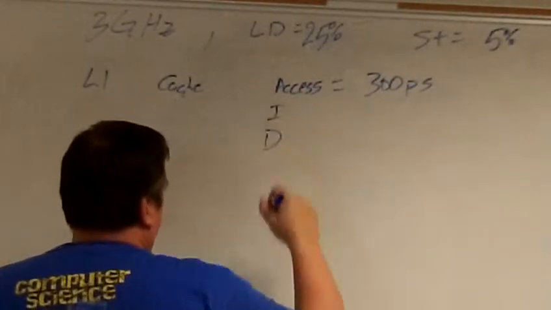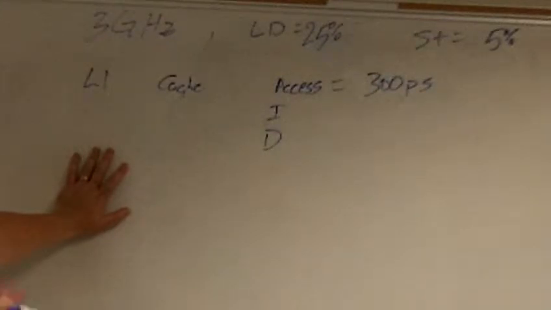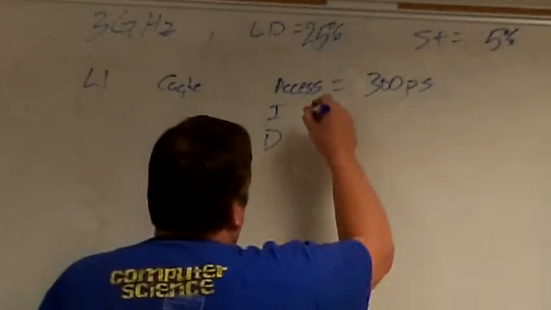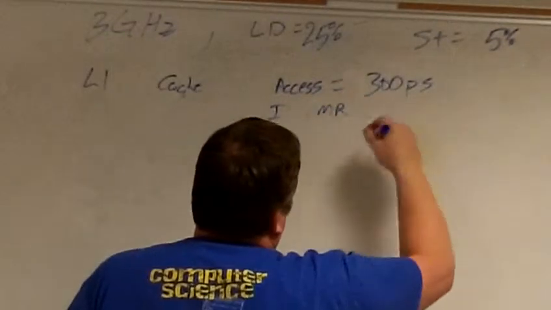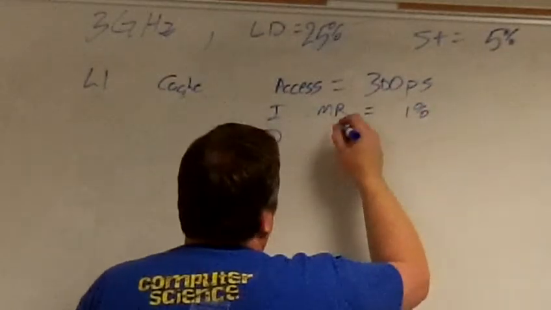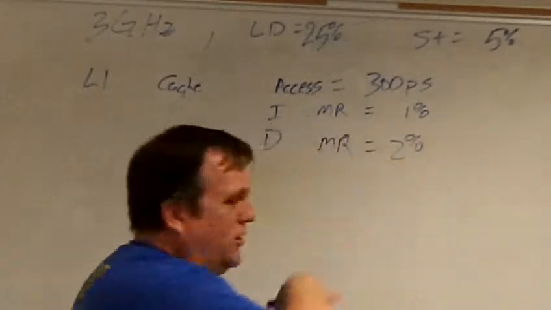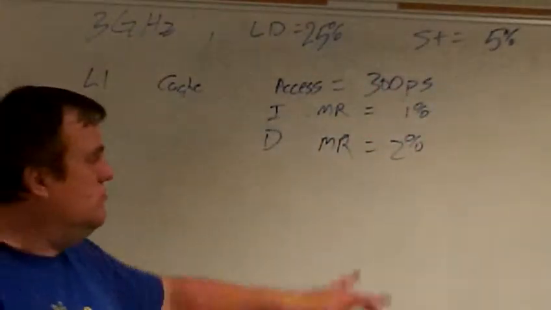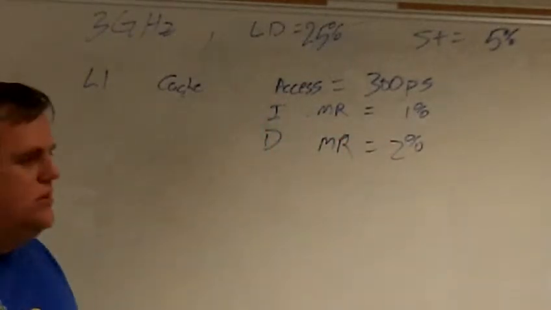So we have instruction and data. For our instruction, do you want me to go through all the justification or just the numbers? Just the numbers. Okay, so let's say my instruction miss rate is 1%, and on my data, let's say my miss rate is 2%. Normally it'd probably be 1 and some change, but this will be faster to calculate.